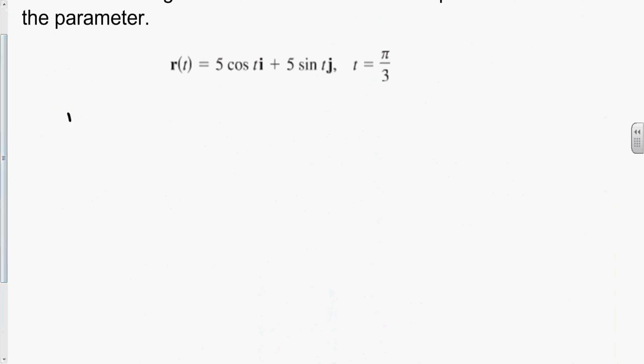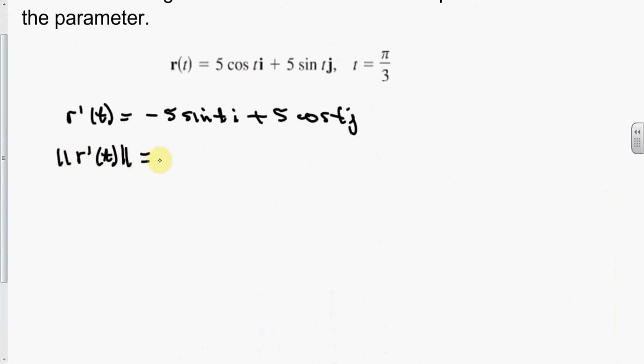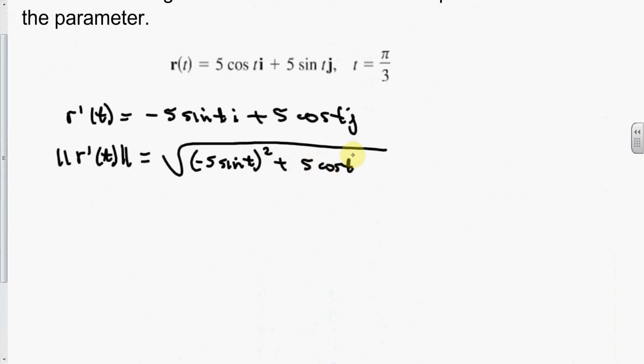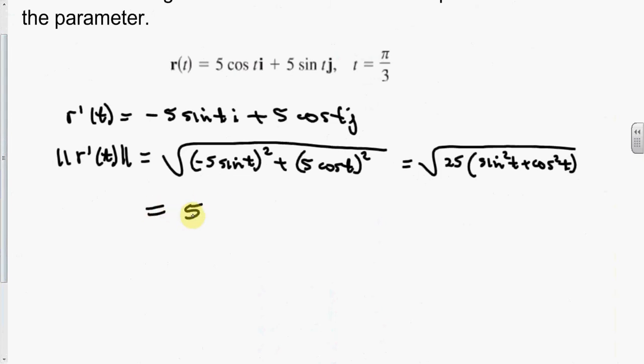What about this one? Let's do the same thing. R prime of t is equal to negative 5 sine t i plus 5 cosine t j. We find its norm. That's the square root of negative 5 sine t all squared plus 5 cosine t all squared. So it gives us 25 times parentheses sine squared t plus cosine squared t. Sine squared plus cosine squared is 1, so you have left under the radical 25. So the square root of 25 is just 5.